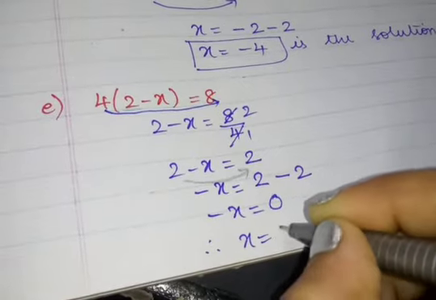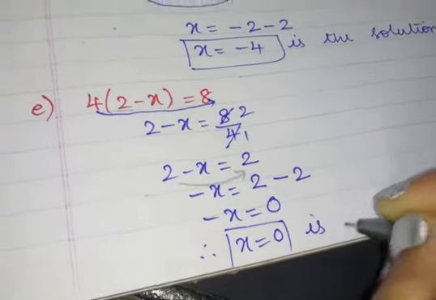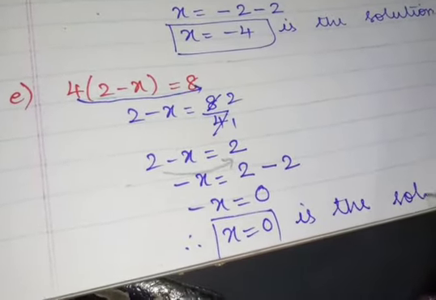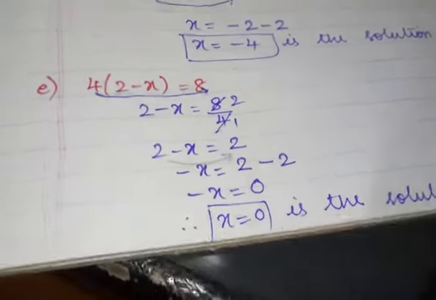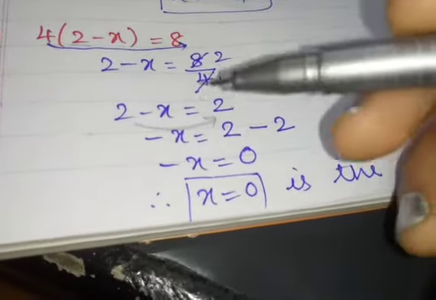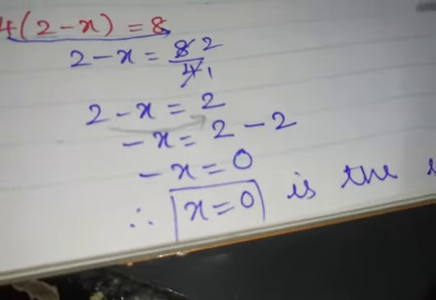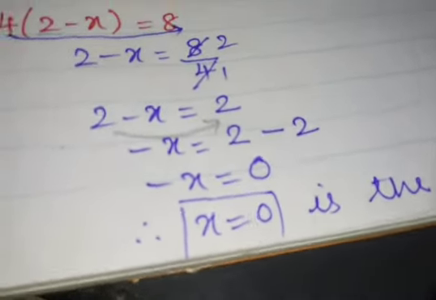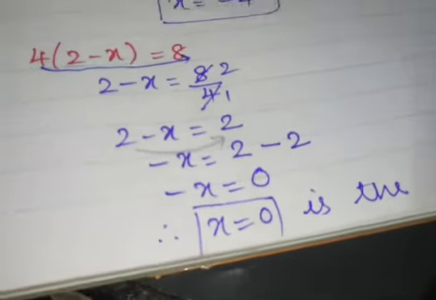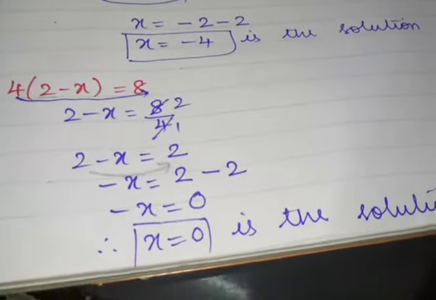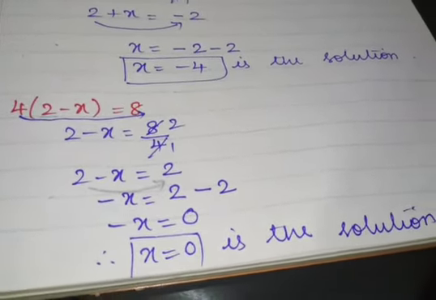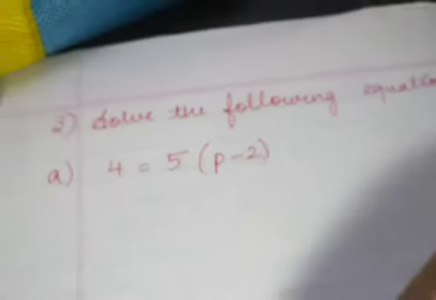Therefore, x is equal to 0 is the solution of the given equation. Listen children, minus x is equal to 0. If I shift this minus to this part, x is equal to minus 0 it will come. Minus 0 is nothing but 0. So x is equal to 0 is the solution of this given equation. Understood?